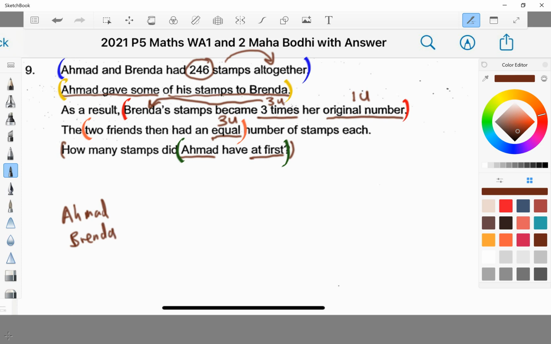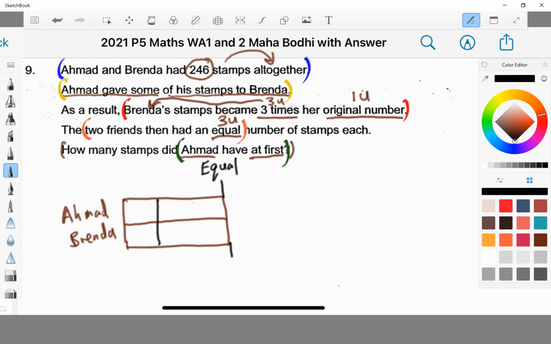And how I'm going to do it is, I'll show that both characters have an equal number of units in the end. So I'll draw a nice rectangle, then I'll slice it into 2. Thereafter, I'll extend my line up and my line down, and I'll write the word equal. And since they told us that Brenda's stems became 3 times her original, I will indicate in my model that in the end, Brenda has 3 units. And I also show that Ahmad has 3 units in the end.